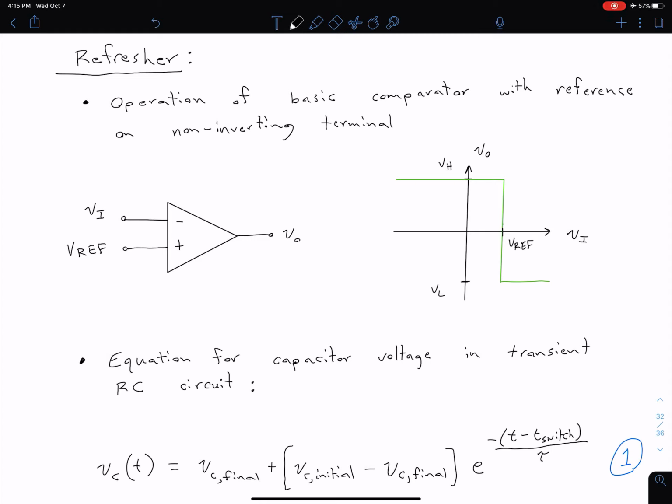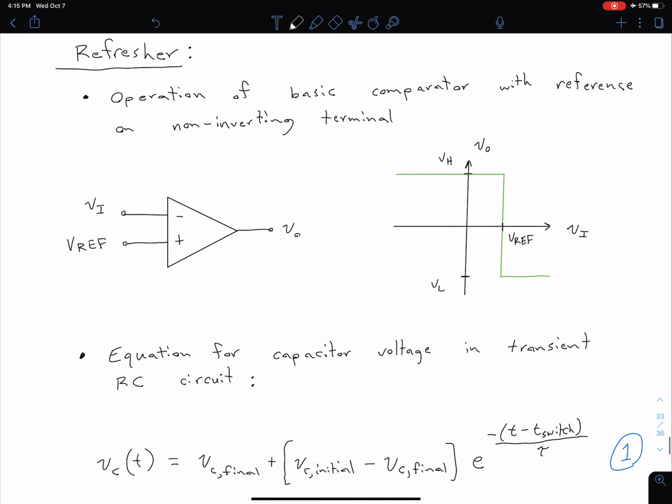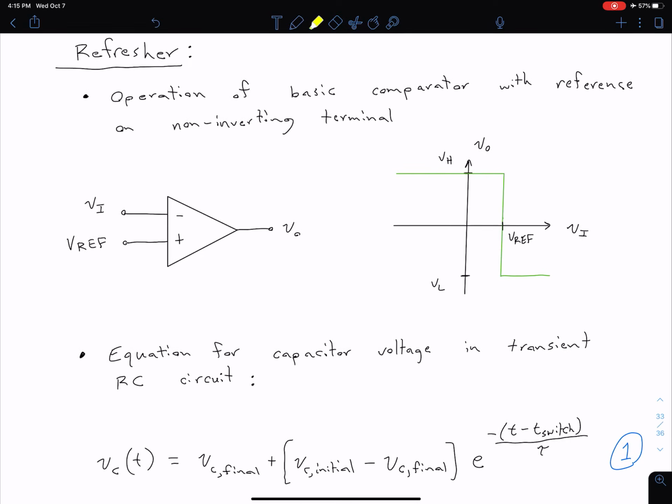The first thing we want to review is the basic comparator operation. Here we see a comparator which has a reference on the non-inverting input and our input on the inverting terminal. As long as that input is lower than the reference value, the output is going to be high. As soon as our input is above that reference value, our output drops to our lower rail, V low.